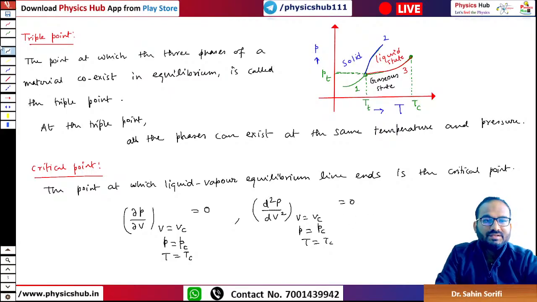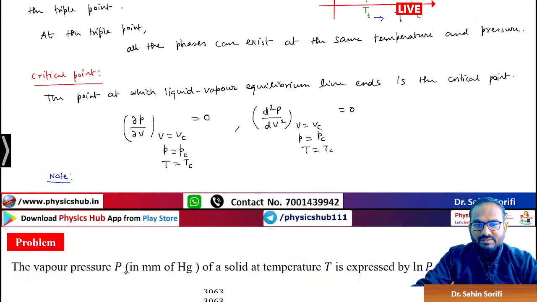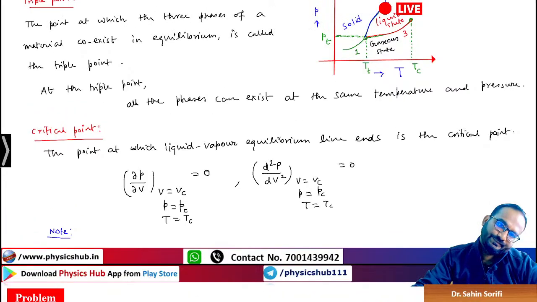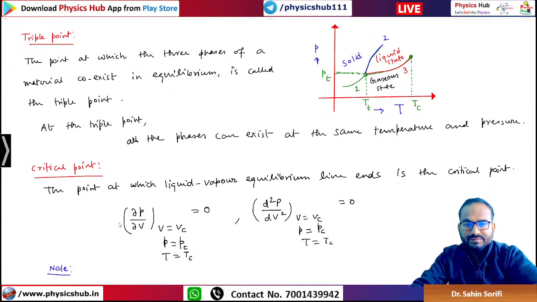Now, can you tell me the speciality of this critical point? Let's write a few notes about this critical point, but I don't have space, right? Okay. Let's do this.